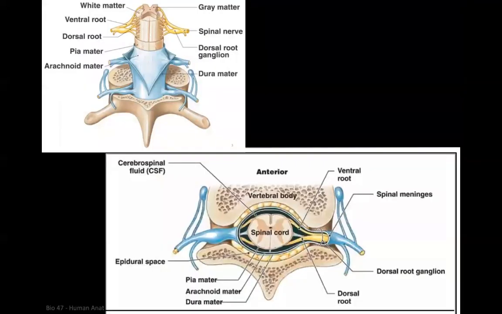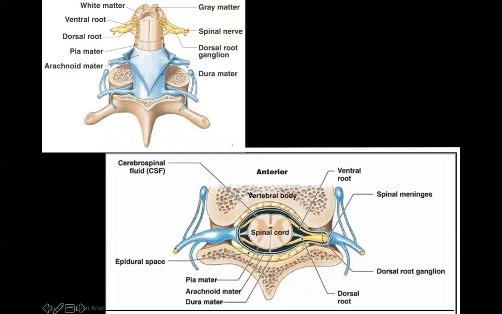And here's a view of those three meninges around the spinal cord. You can see the dura mater, that tough mother, the outermost layer, the arachnoid mater, the spider-like mother, and below it would be the subarachnoid space, and the pia mater, really close with the surface of the spinal cord.